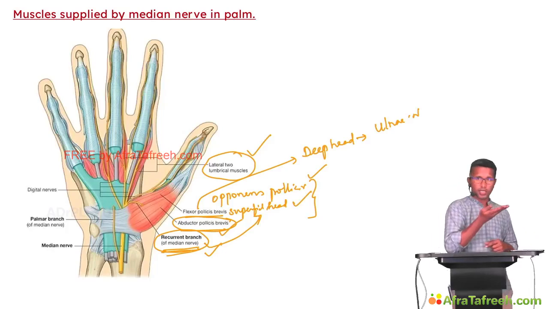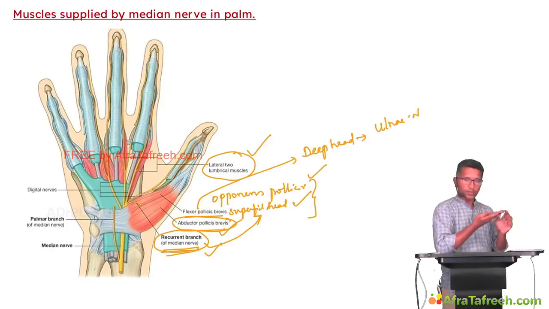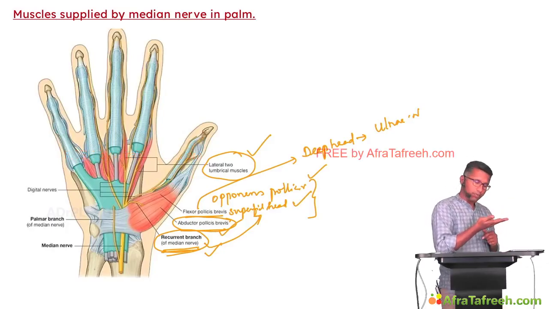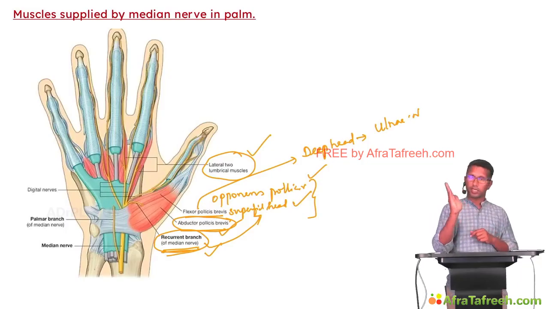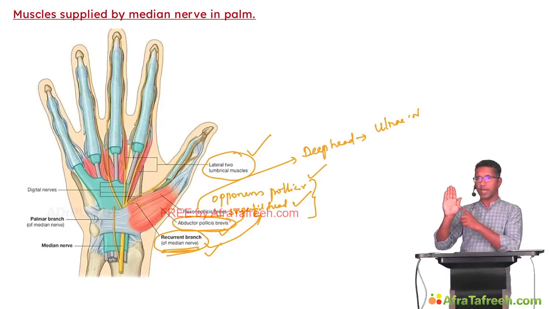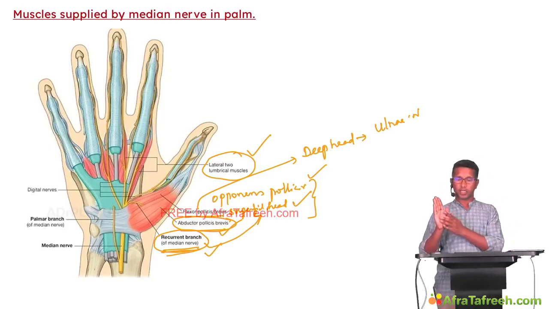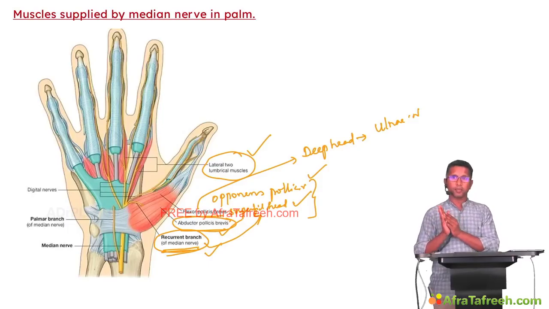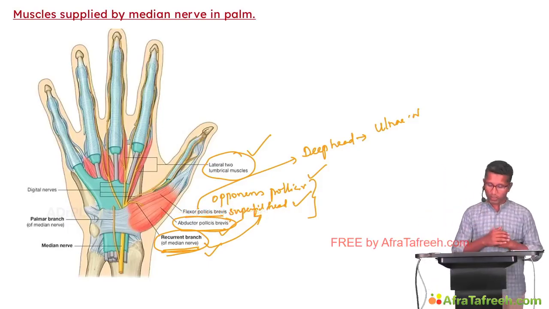Suppose the median nerve is not working, what happens? I cannot abduct my thumb like this. My thumb goes into adduction. I cannot flex either. It goes into an extension and adduction attitude. This kind of hand is called an ape thumb deformity.